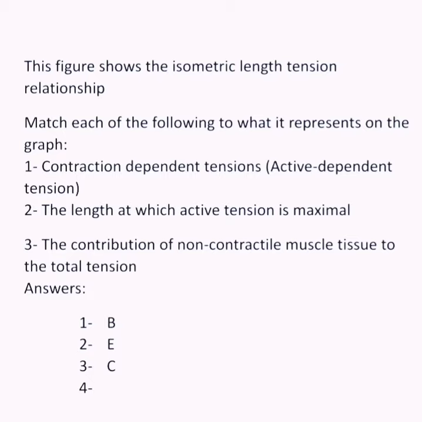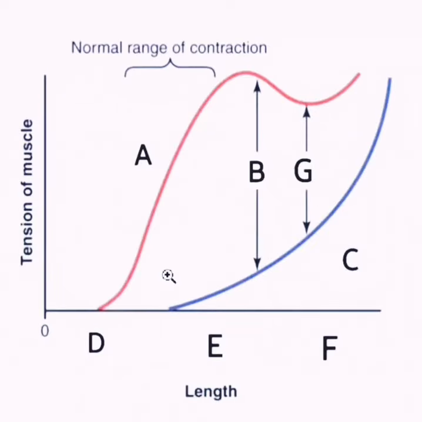Again, they want us to know which one is the active dependent tension. As we've previously mentioned, this is the active contraction and this is the passive contraction. And we said that the area under them is the total tension of the muscle. So they want us to find the active dependent tension. The active dependent tension is the tension formed by the sarcomeres, the actin and myosin alone. Therefore, the answer would be B.